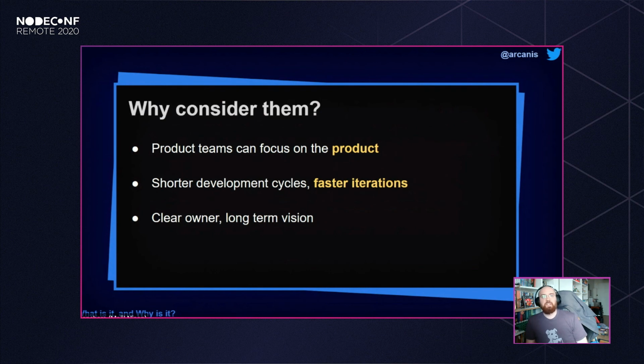The reason you should consider having a team, or at least one or two people, focusing on this task is that it makes your teams able to focus on the product itself. So it gives a better separation of concerns. And by doing that, it leads to shorter development cycles and faster iterations because, as I said, your product team can really be laser focused on the part of the product that they are experts in.